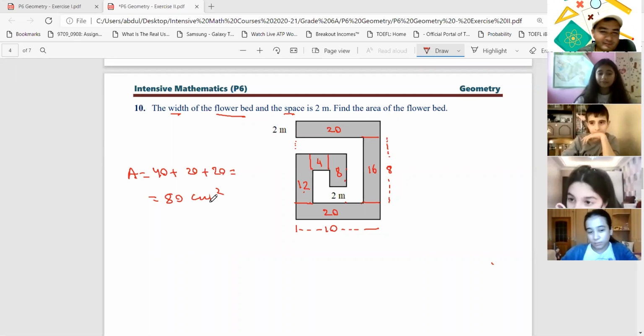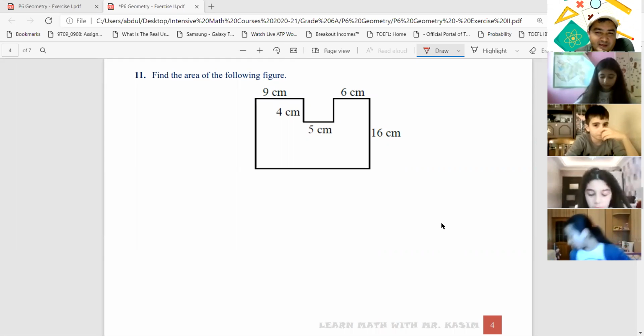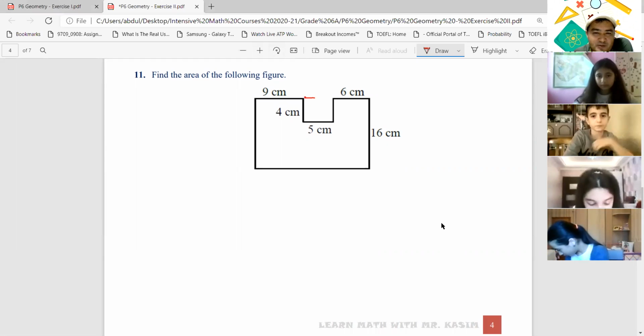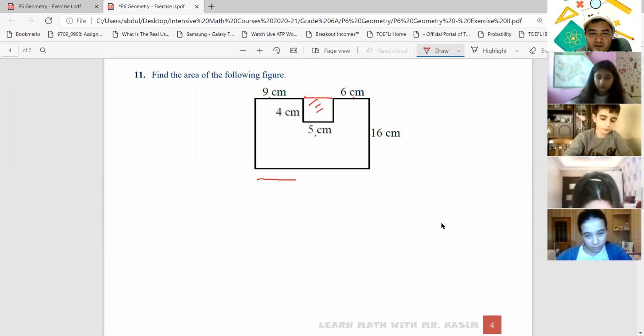Okay. Guys, let's continue. If you're ready, let's move to the next question. Let's do this together. This is a very easy question. Find the area of the following figure. It is just this part is removed, right? So this one is 9 plus 5 plus 6, that's equal to 20. So the length of this rectangle is 20 centimeters and width 16.